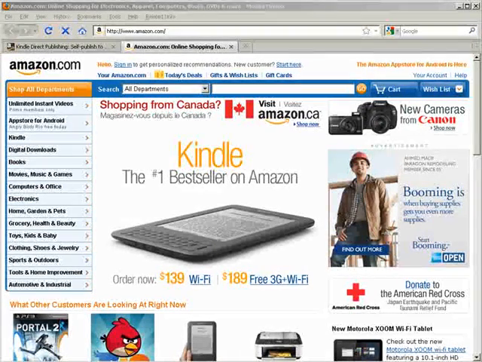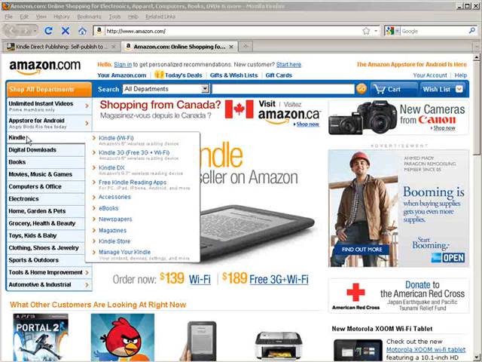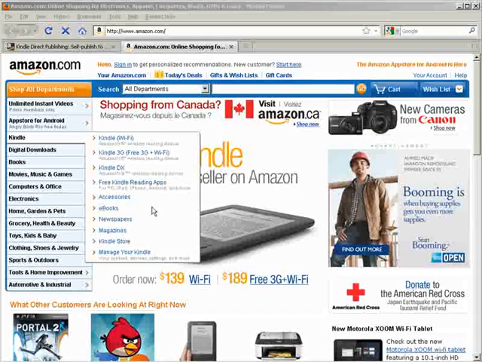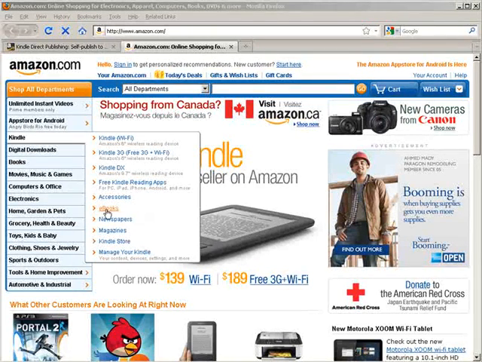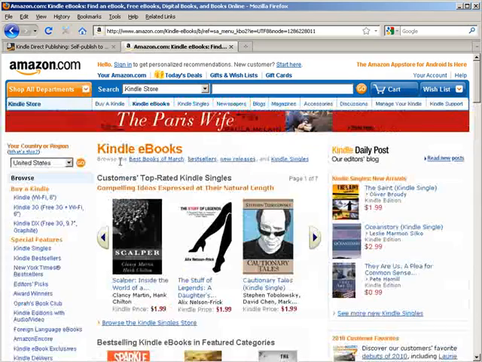To start with, let's have a look at the Kindle store. So if you go to Amazon.com or the Amazon for your specific country, you'll see Kindle along the side here. There's different Kindle things in here where you can get different things, the Kindle readers, accessories, and so on. And Kindle has ebooks, newspapers, magazines. So what we're going to do is we're going to go to ebooks because we're going to publish an ebook.